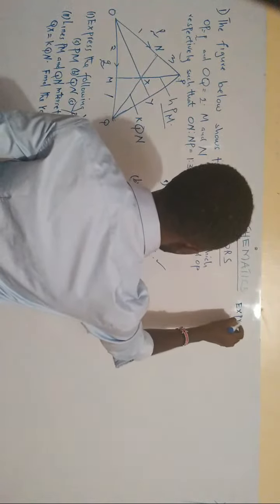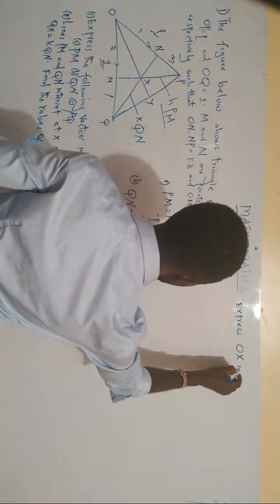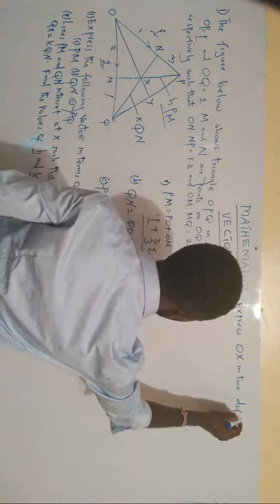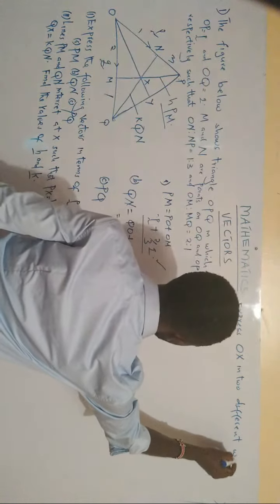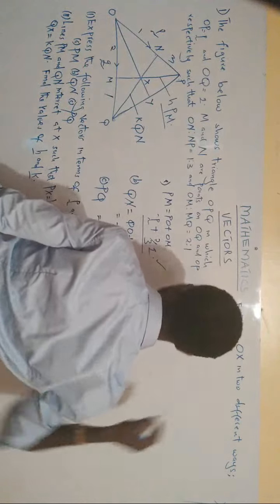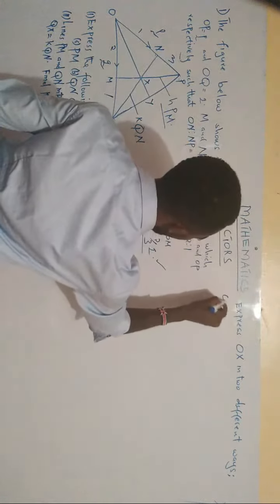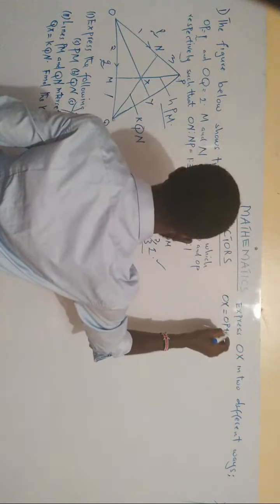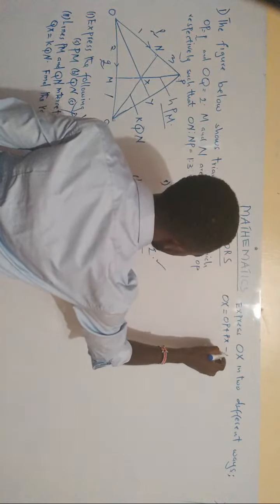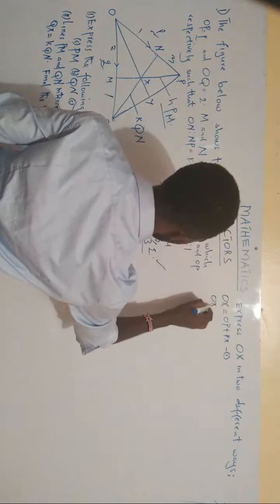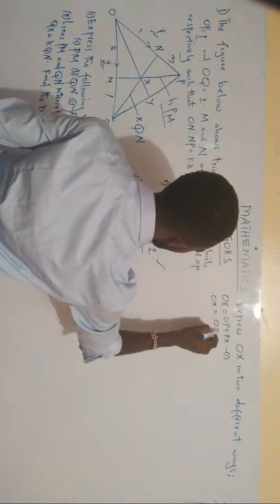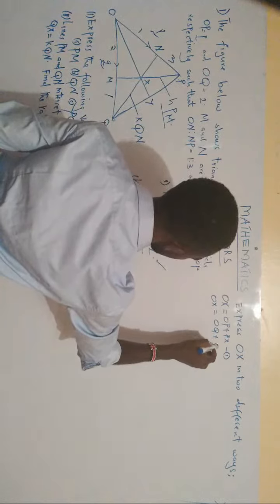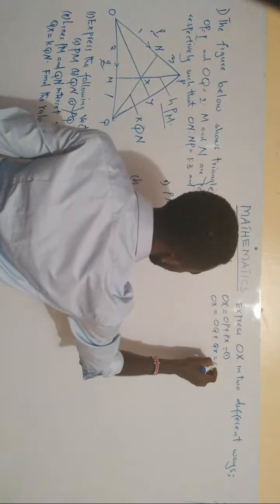All right. So in such case, express OX in 2 different ways. So we can say OX can be given as OP plus PX. All right, that is equation 1. And equation 2 can say OX is equal to OQ plus QX. That is equation 2, right?